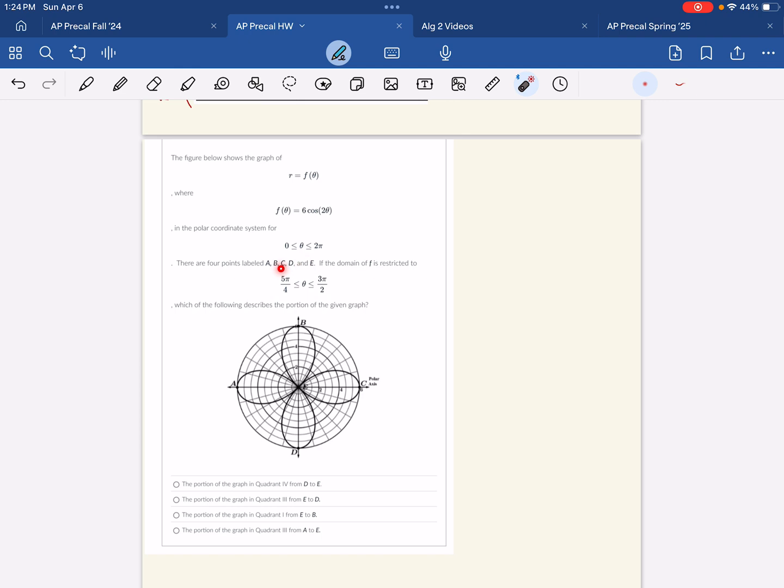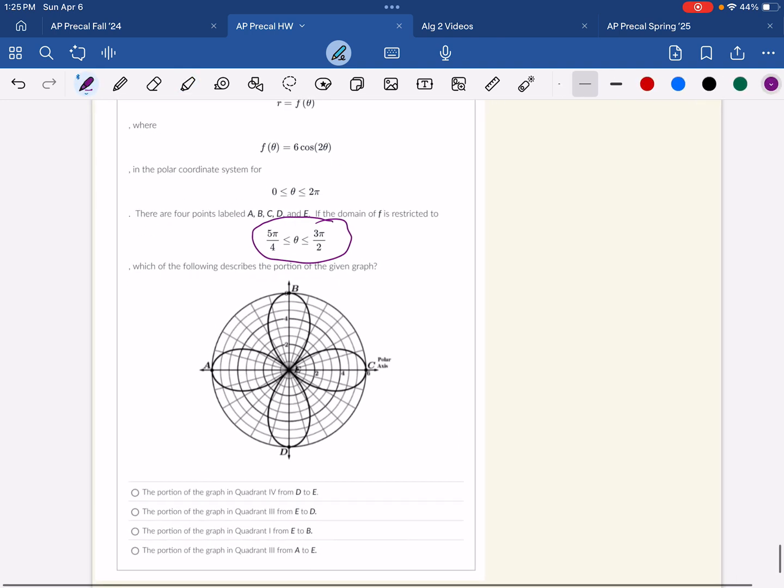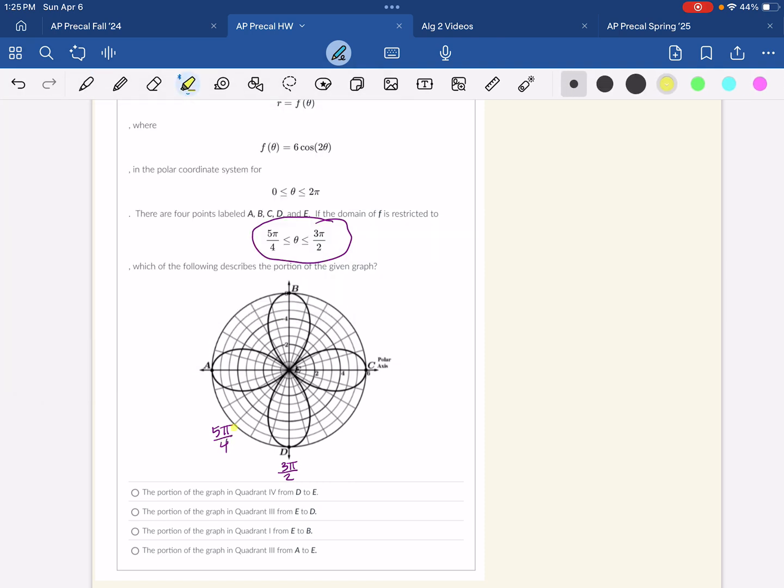All right, well, let's think about what we know about polar functions. We know that our input is our radian measure, so let's focus on this piece of the graph. So 5 pi over 4, zoom it in a little bit, and 3 pi over 2, and 5 pi over 4 is the exact middle between A and D there. There we go. So we are looking at this piece right here in quadrant 3.